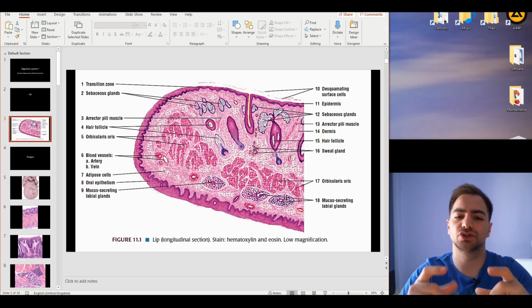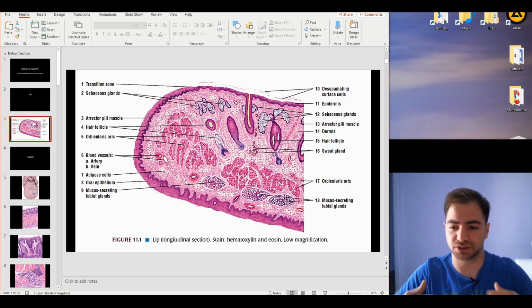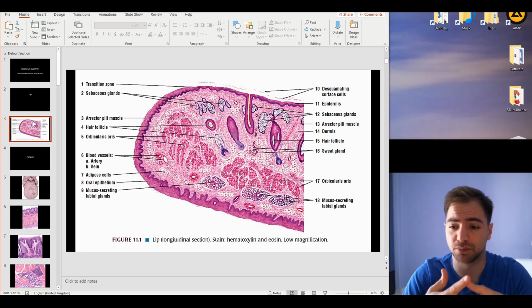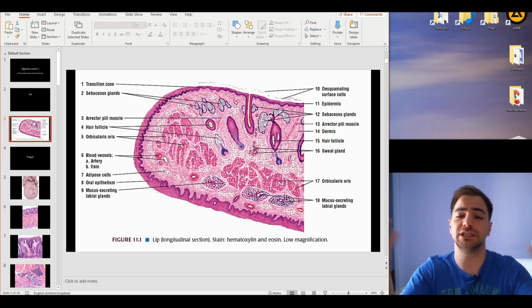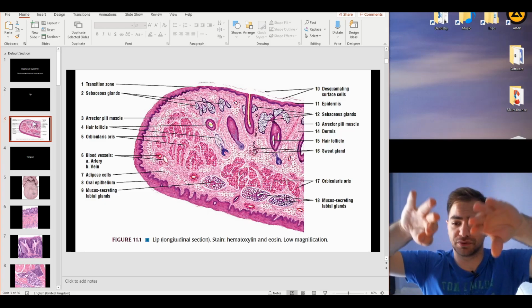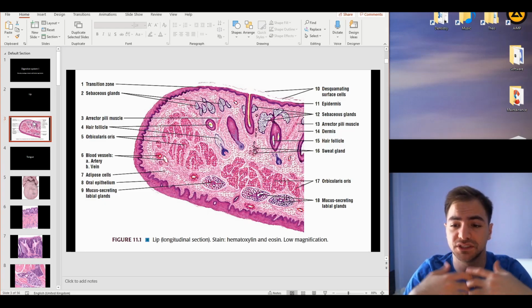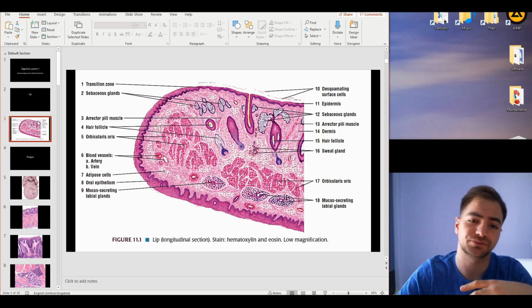At this point we're just going to focus on the very easy landmarks for you to identify and to distinguish the lip. So first up we're going to have this typical stratified squamous keratinized epithelium. Then you can actually find many hair follicles, deep invaginations along the epithelium of the skin, and you're going to see in the end of these the hair follicles.